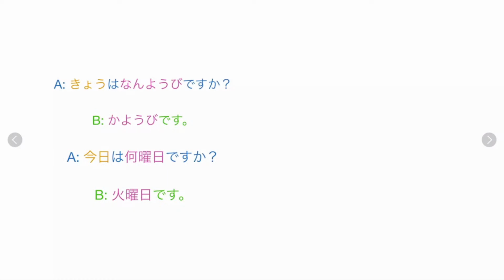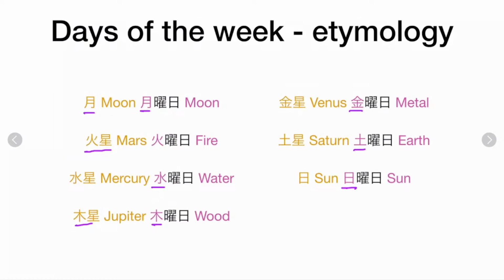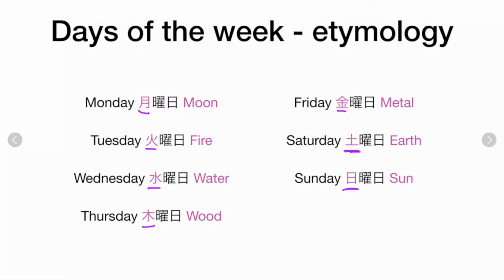So, using those names, Kyou wa nanyobi desu ka? Speaking of today, what day of the week is it? The response is 火曜日です. It's Tuesday. Okay? Going back to this, if you wanted to see it.